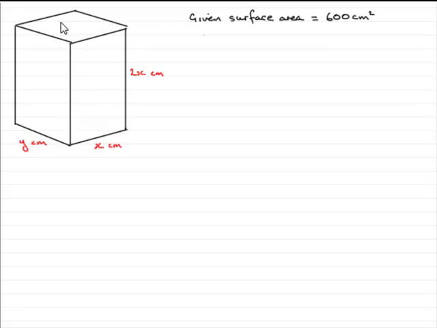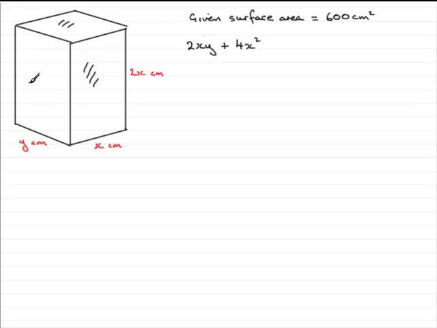So if we start with the top here, the area of the top is going to be x times y. So we've got x times y, and we've got two of those, the top and the bottom, so we've got two lots of xy. And then if we take this side here, the area of this side is 2x times x, 2x squared. We've also got another one at the back, so that's a total of 4x squared if we double the 2x squared.